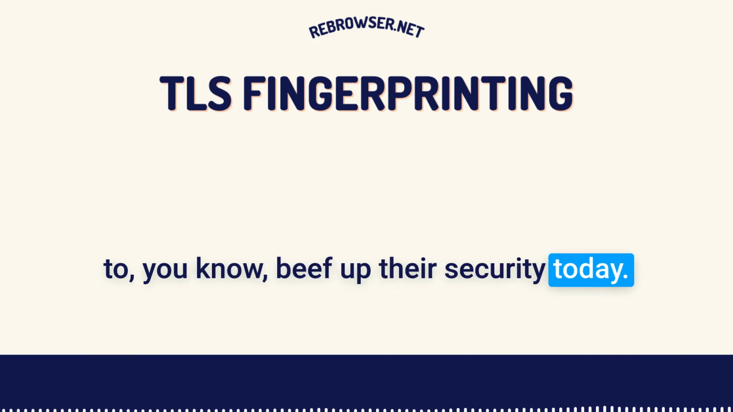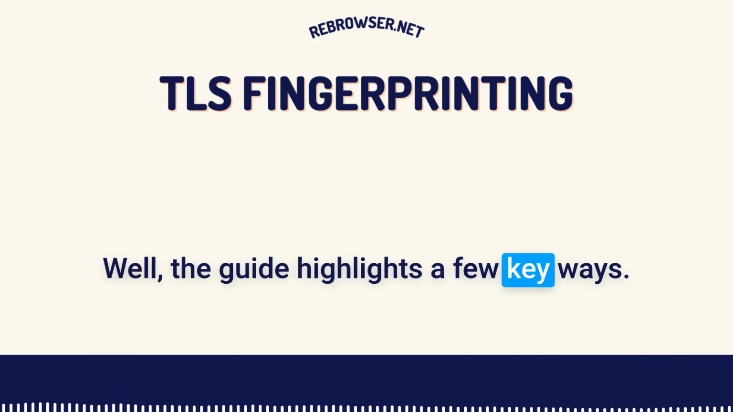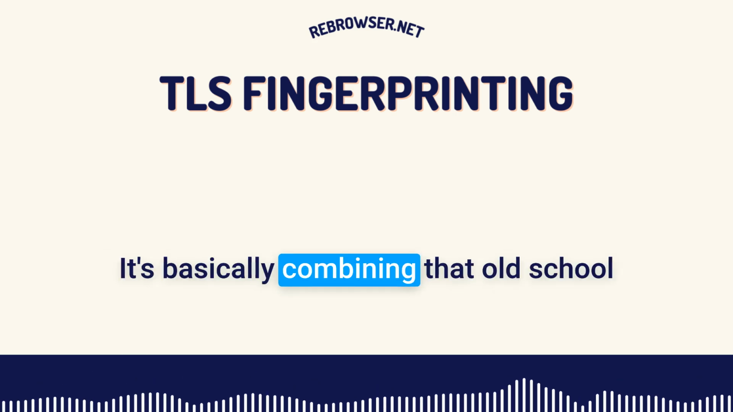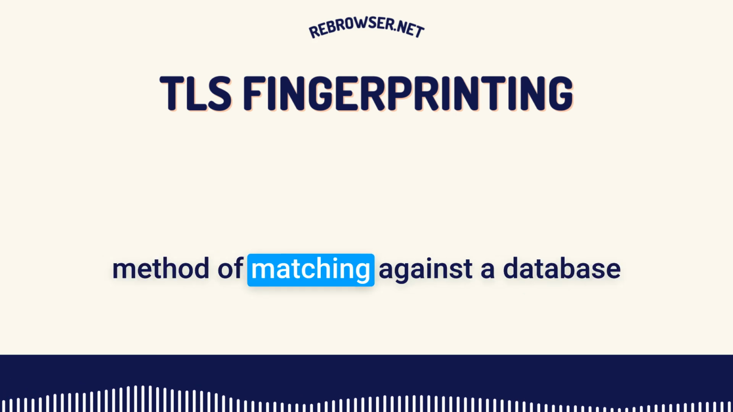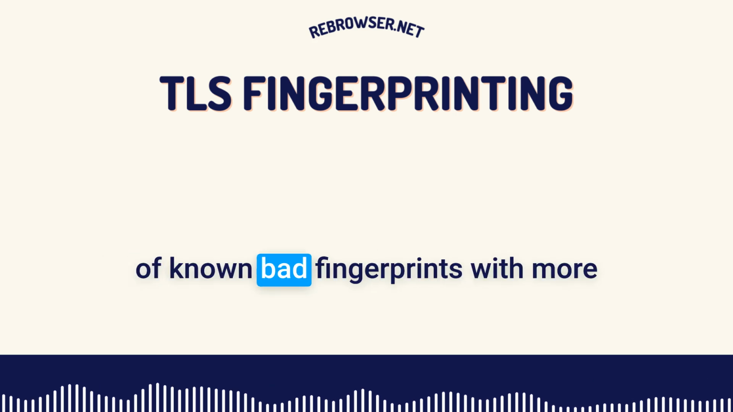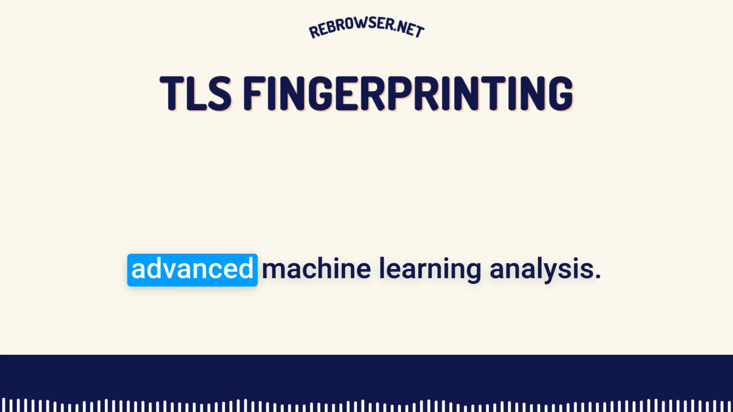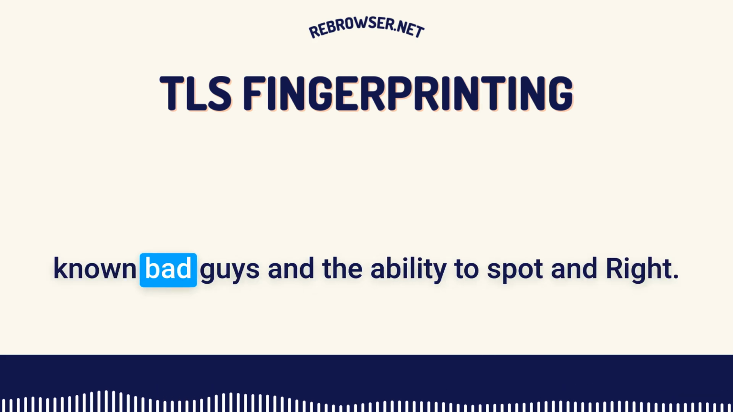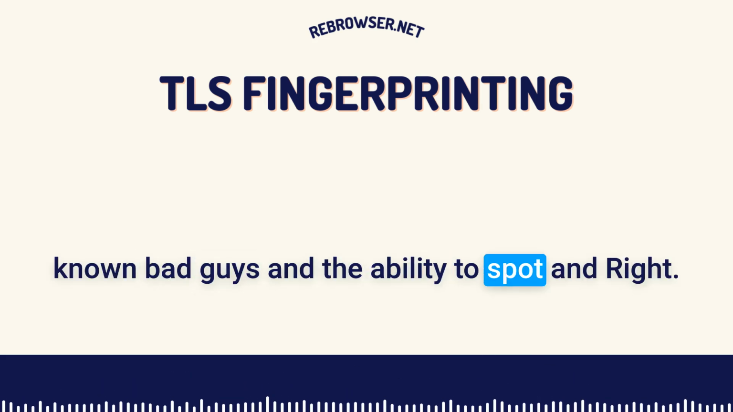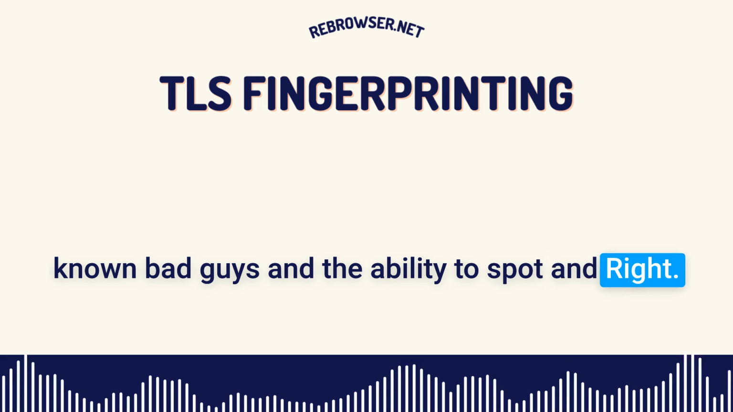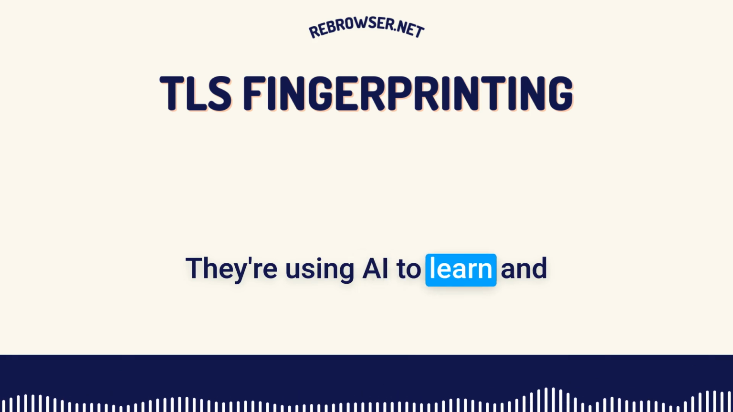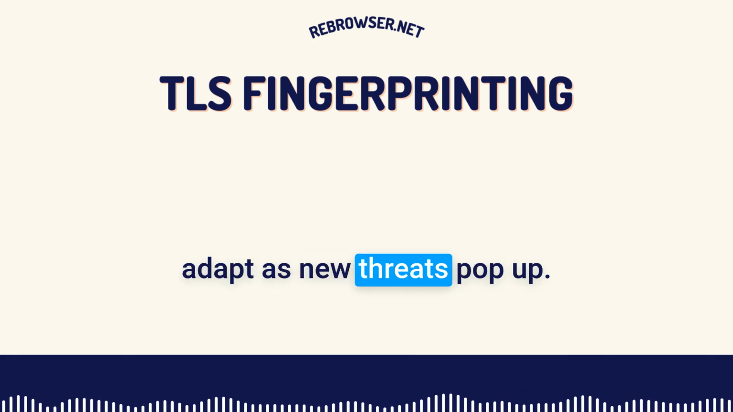So now that we have this standard JA3, how are companies actually using TLS fingerprinting to beef up their security today? Well, the guide highlights a few key ways. One is something called hybrid detection. It's basically combining that old school method of matching against a database of known bad fingerprints with more advanced machine learning analysis. Okay. So it's like having the best of both worlds, the known bad guys, and the ability to spot new emerging threats. Right. So they're not just relying on what they already know. They're using AI to learn and adapt as new threats pop up.